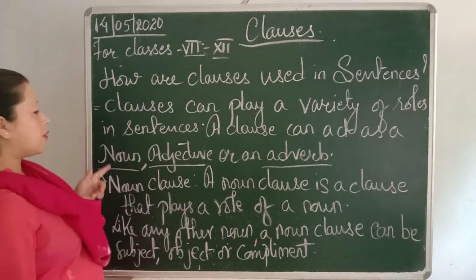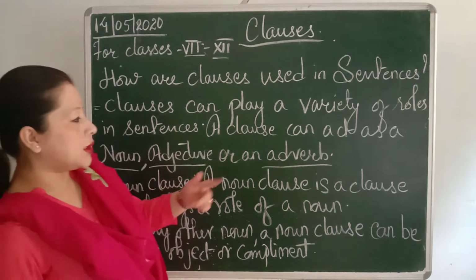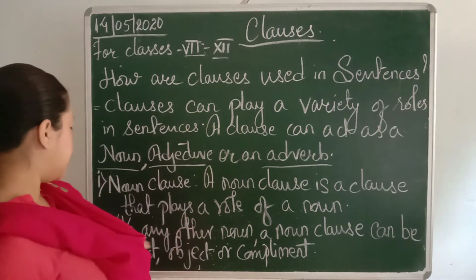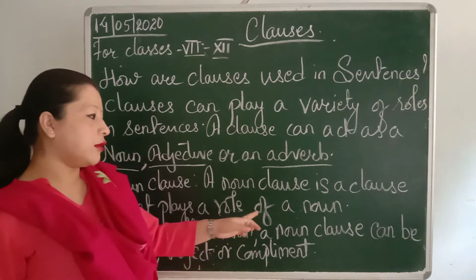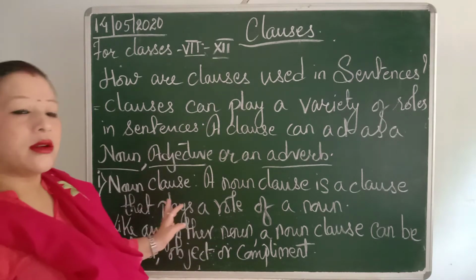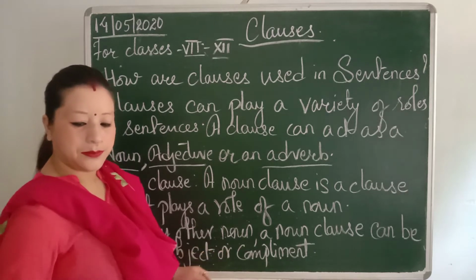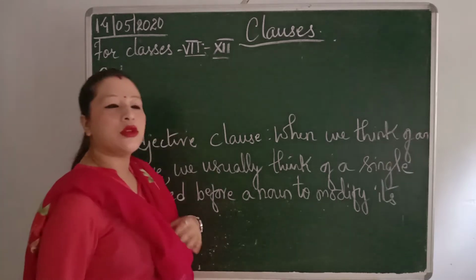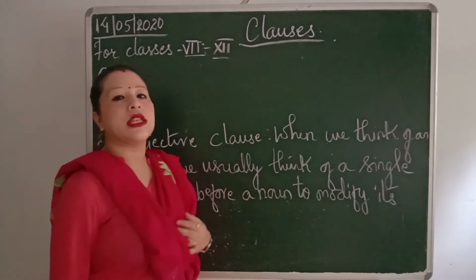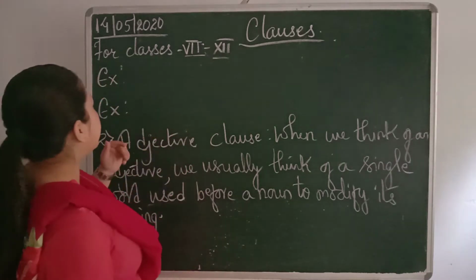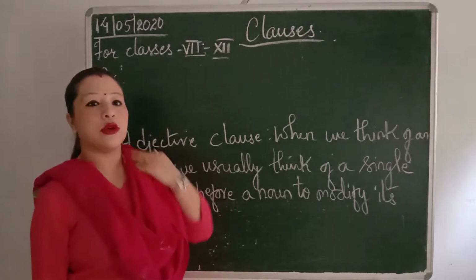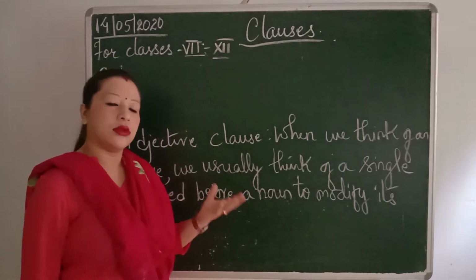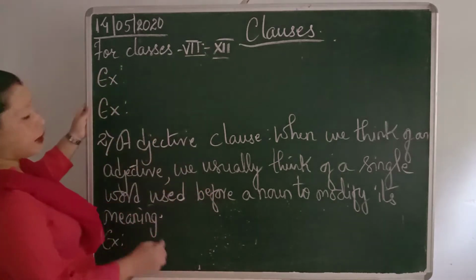First we'll study about a noun clause. A noun clause is a clause that plays the role of a noun. Noun is a naming word. So like any other noun, a noun clause can be a subject, an object or a complement. Just before this I told you how a clause can be used in a sentence. It can be used in the form of a noun, adjective and adverb. So we already studied about noun clause. Okay, so here is an example.